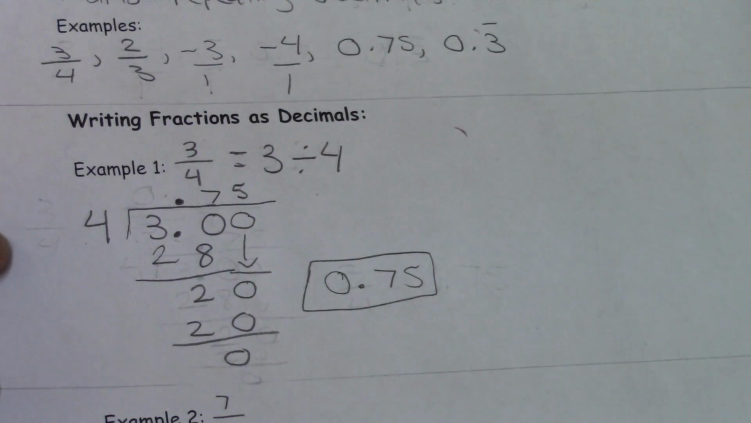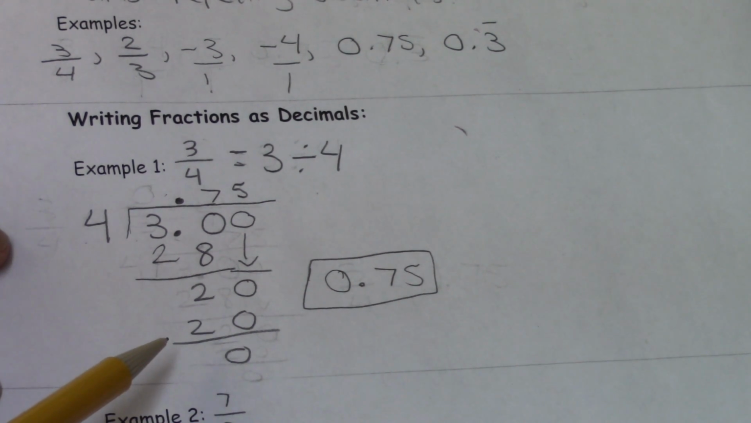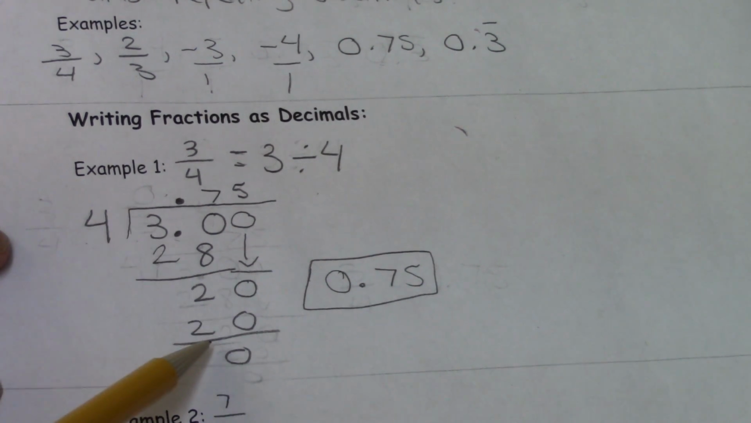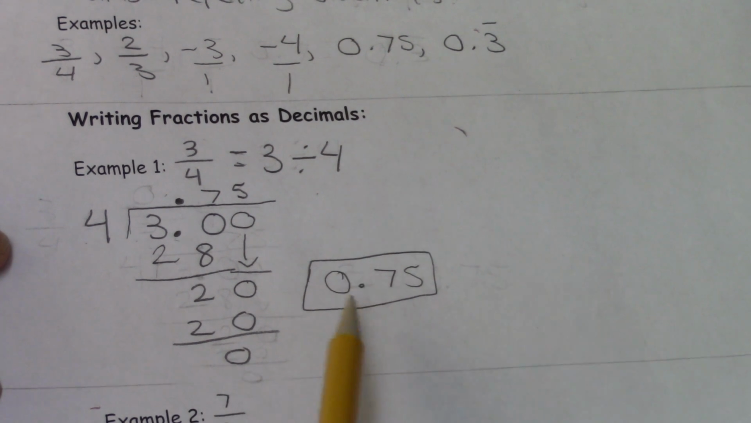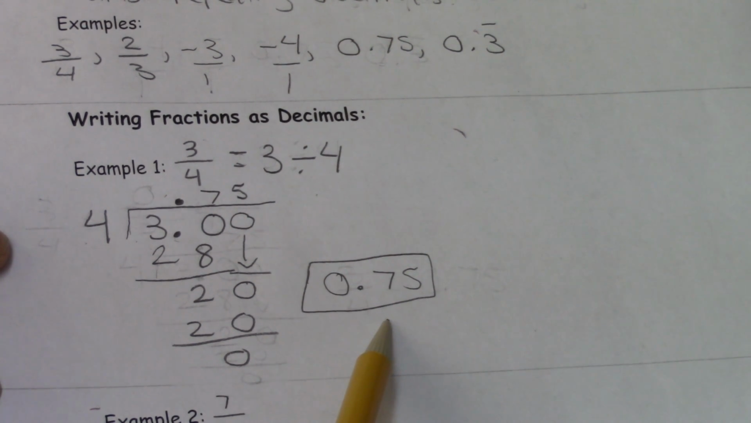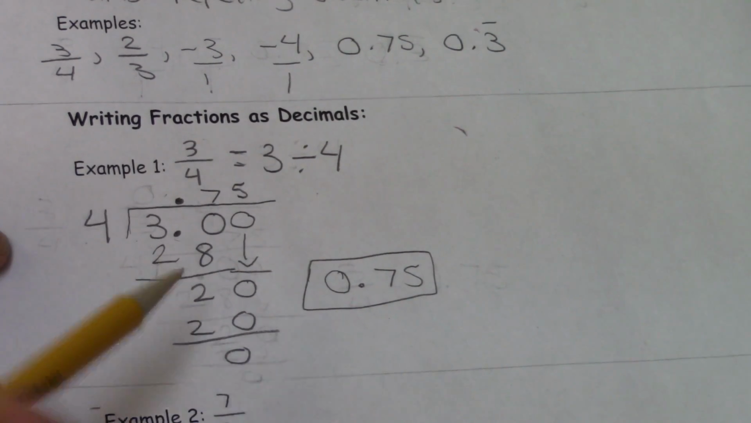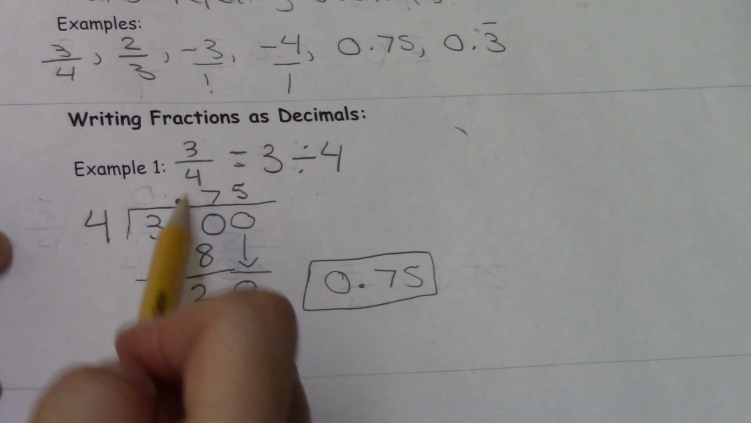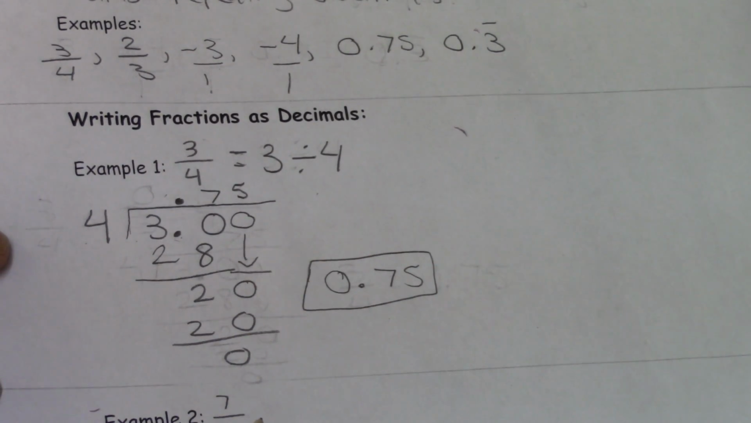Now when you're doing these problems, I need to see your steps. Don't just plug it into your calculator. You can check it with your calculator, but I need to see your actual division. I need to see how you divided it out, and I also need to see your final answer off to the side. The most common mistake students make is not putting in their decimal. So be sure that you have your decimals in the right spot.